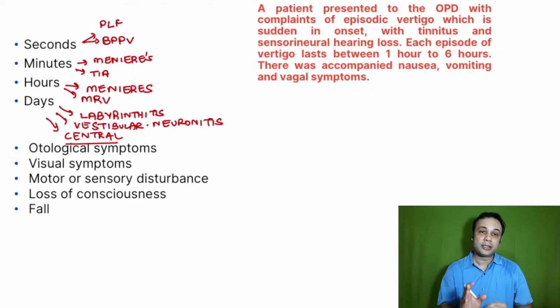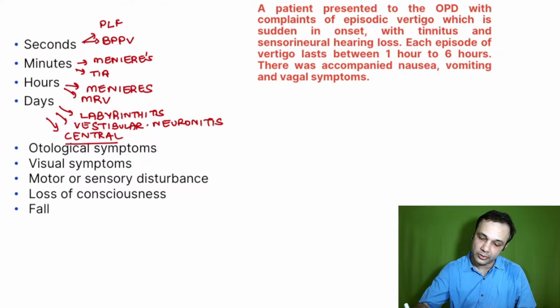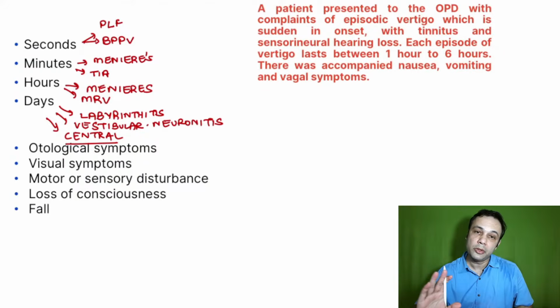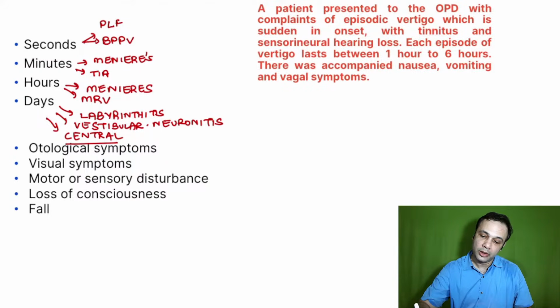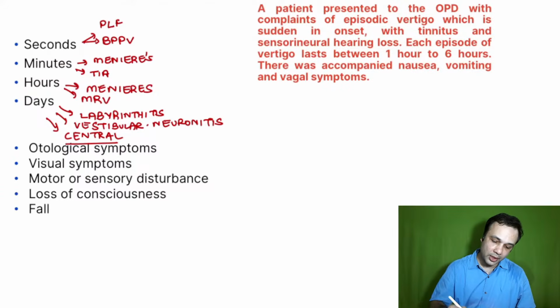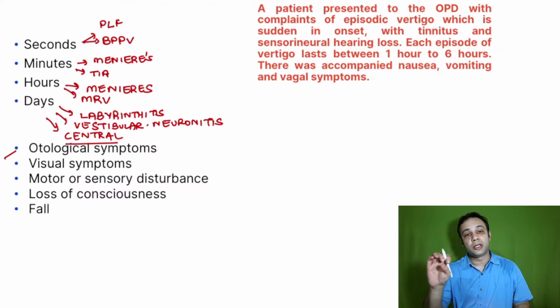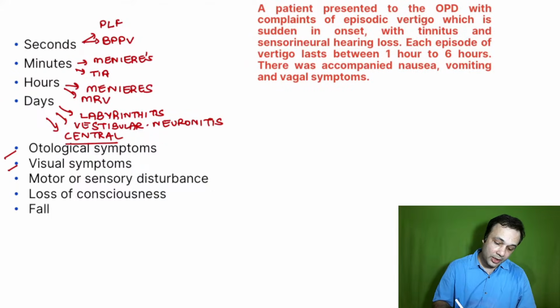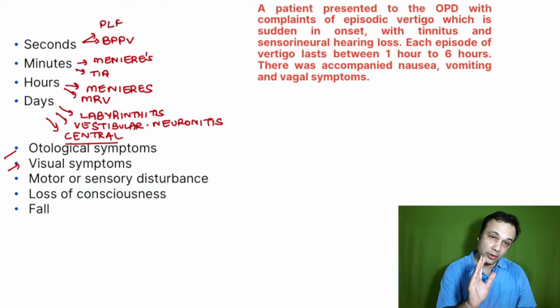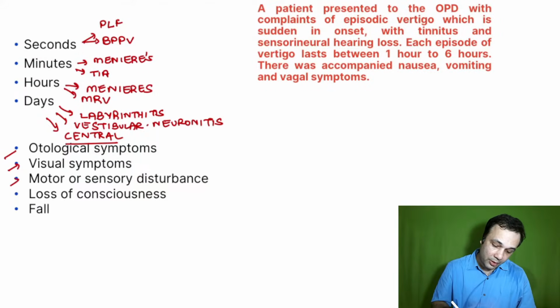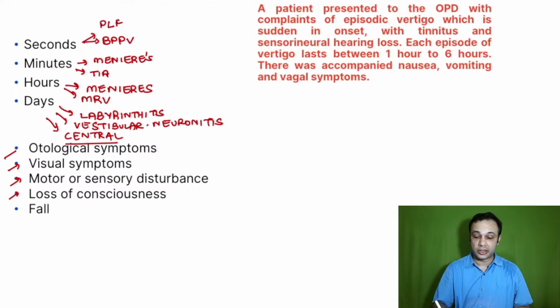So this more or less sums up what you see in the diagnosis. Once again, focus on the key point here, 1 hour to 6 hours. If you're not able to get the diagnosis with 1 hour to 6 hours, then you go to the symptoms and along with that the audiogram as well. That will give you the diagnosis. Other important associated symptoms are otological symptoms. Whenever there are otological symptoms, think in terms of an otological cause. Whenever there are visual symptoms, think in terms of a visual cause of vertigo. When you have motor or sensory disturbances and loss of consciousness, think of central causes.